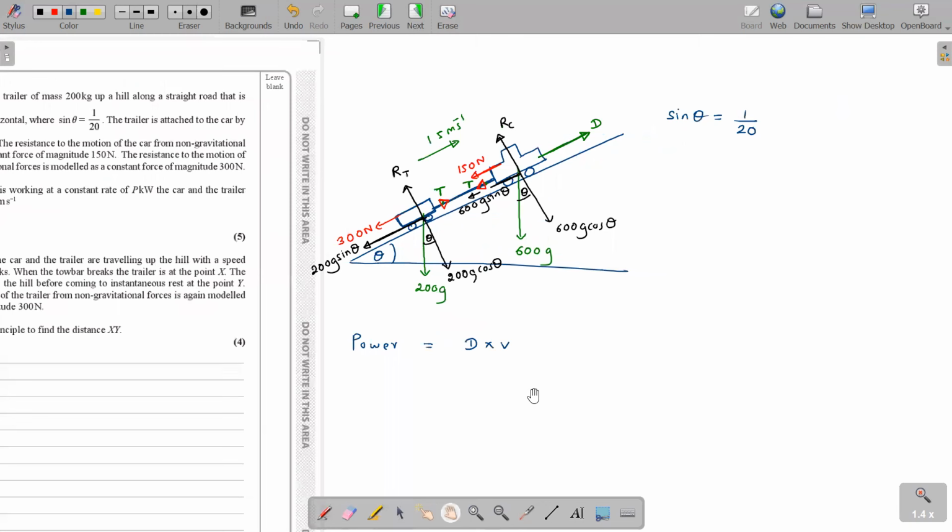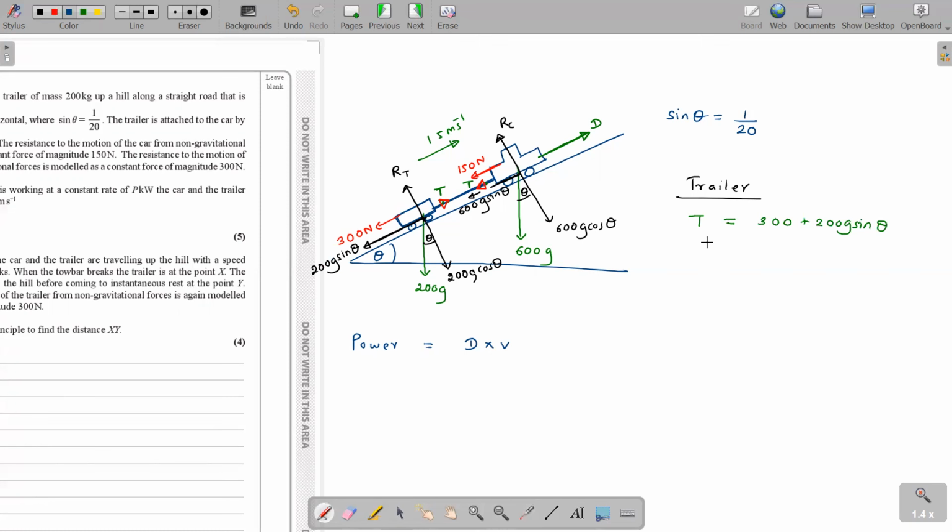When I consider the trailer, what are the forces acting on the trailer along the plane? Along the plane upwards, we have the tension. And it balances out with the 300 newtons plus the 200g sin theta. Because these forces must be in balance. These are the forces belonging to the trailer. This tension is balancing out with these two. Okay, the forces are in balance.